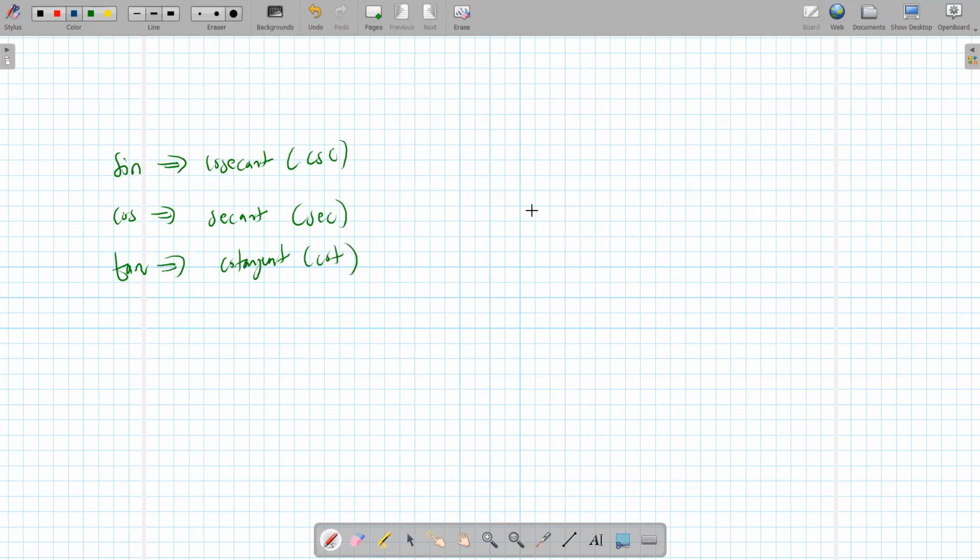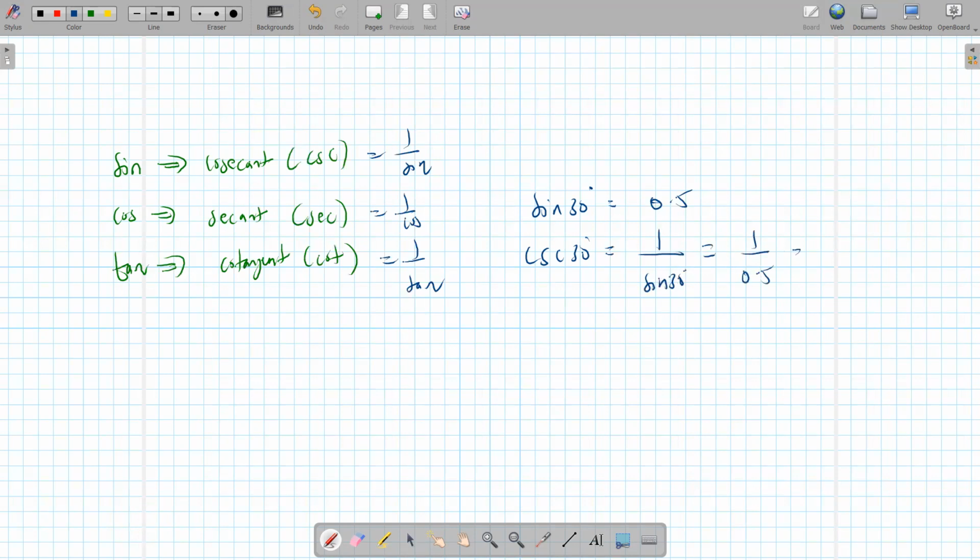So what does this actually mean? Let's say I have sine 30 is 0.5. Cosecant is just like 1 over sine. Sec is 1 over cos. Cotangent is 1 over tan. The question is, what is cosecant 30? All you do is you flip this, or you do 1 over that. So cosecant 30 is 1 over sine 30, so it's going to be 1 over 0.5. That's going to be 2. Okay? So these are reciprocal functions.